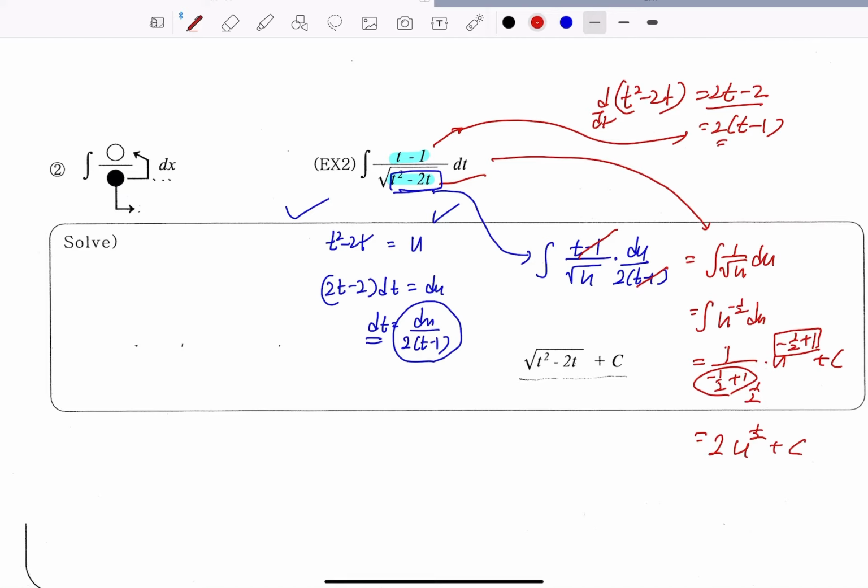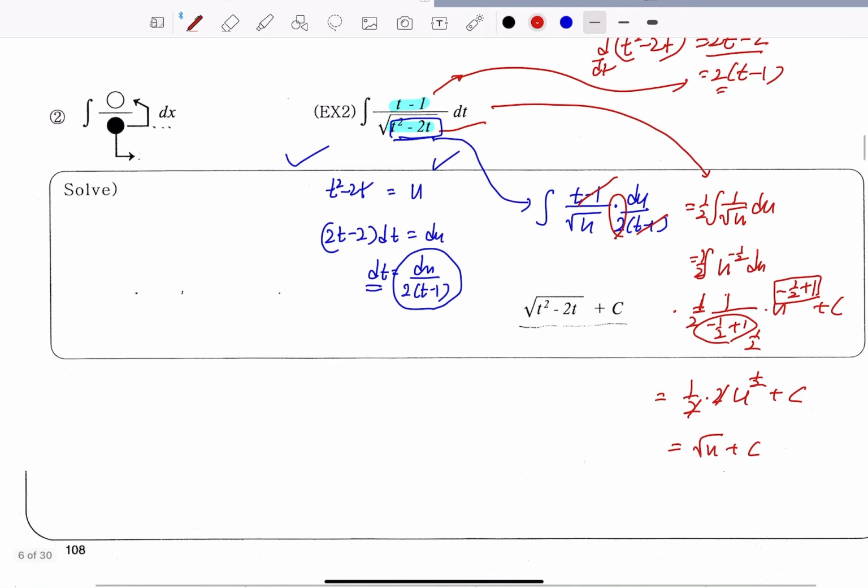Oh, there is 1/2 here. I forgot. Sorry, 1/2. So 1/2. There should be 1/2 in the front. 1/2 times 2. Sorry. So 2 and 1/2 canceled out. So the answer is square root of u plus c.